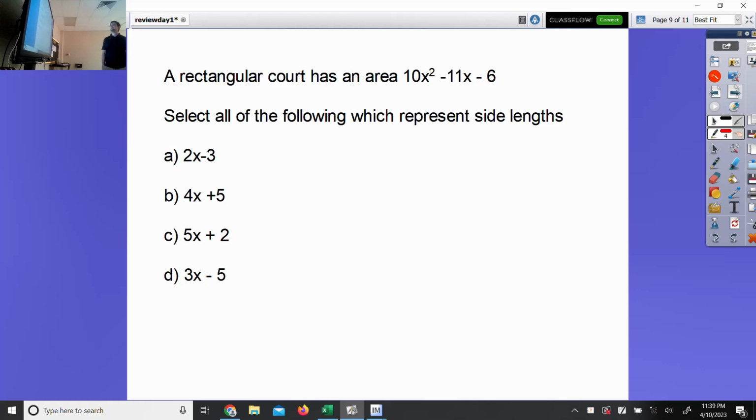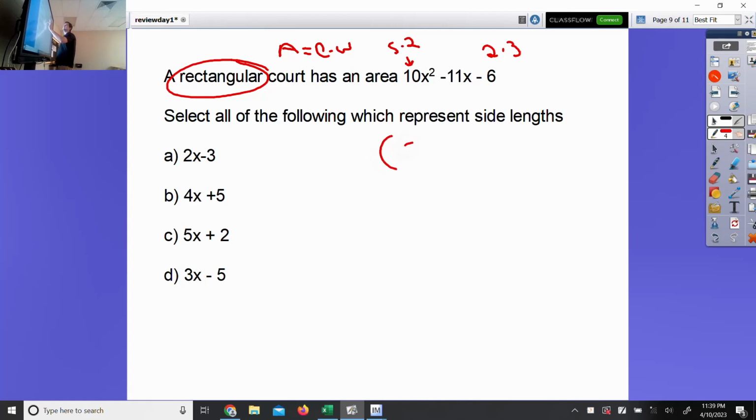A rectangular chord has an area of 10x squared minus 11x minus 6. Select all the following to represent side lengths. Again, it's a rectangle. So area is length times width. This is like what we just did. This is factoring 101. I'm thinking 10 is probably 5 times 2, and I'm thinking 6 is probably 2 times 3. So let's try a 5x and a 2x. And if 6 is 2 times 3, I want to add to negative 11.